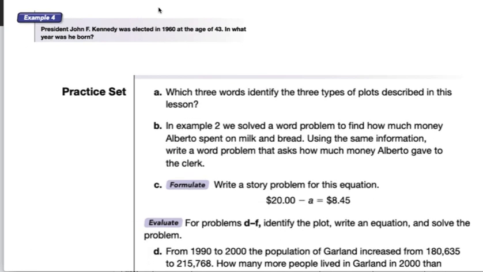Before we get to our practice set, let's take a look at this last example. President John F. Kennedy was elected in 1960 at the age of 43. In what year was he born? Well, if he was 43 in 1960, and we know he was born 43 years prior to that, subtraction is the name of the game here. So we'll do our old school borrowing. We've got a 7 here. 5 becomes a 5. We have 1, and we have a 9, and we have a 1. So it looks like he was born in the year 1917.